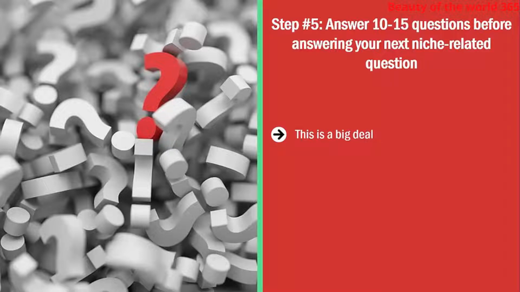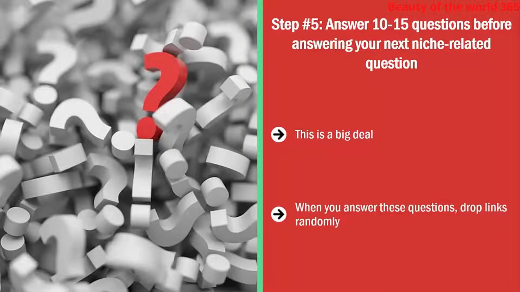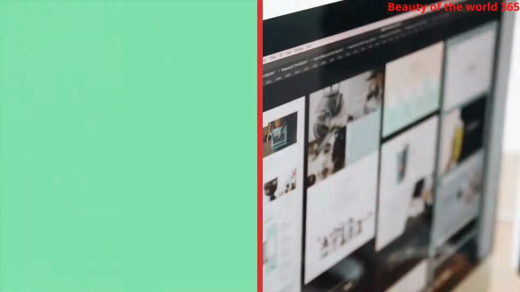I suggest that you answer 10 to 15 other unrelated questions in a wide range of unrelated niches. When you answer these questions, drop links randomly. This is curated content that answers their questions and is extremely helpful. These links are not related to your niche. When you do this, you build authority. You begin to look like a legitimate and bona fide member of the Quora community.